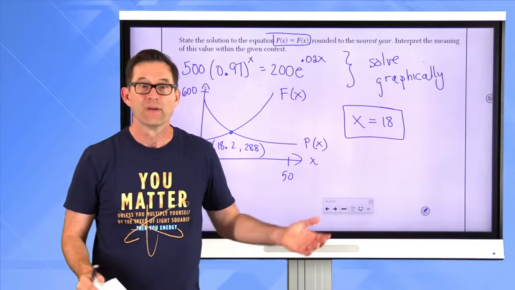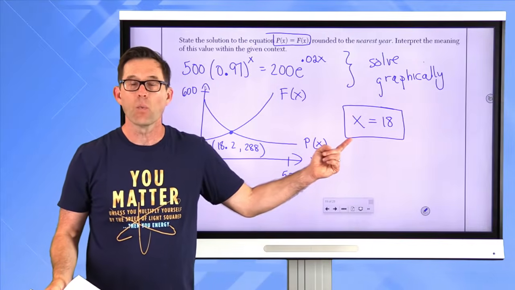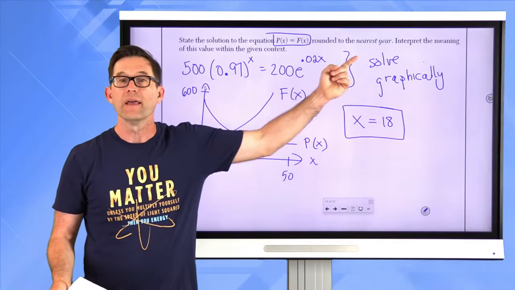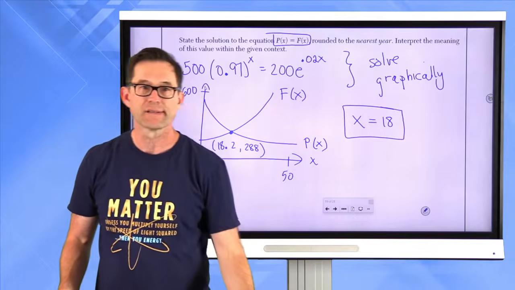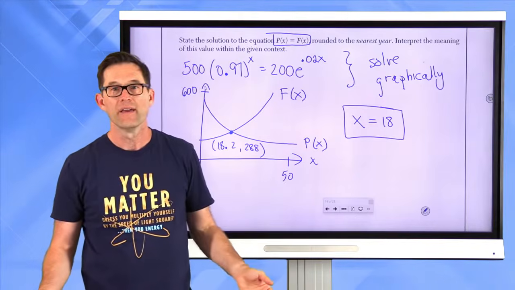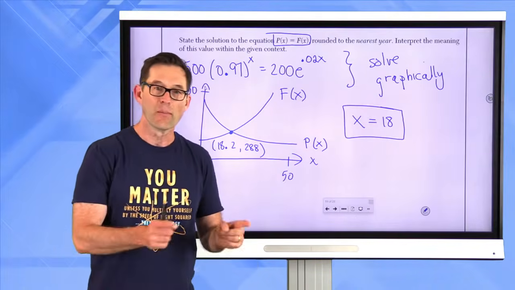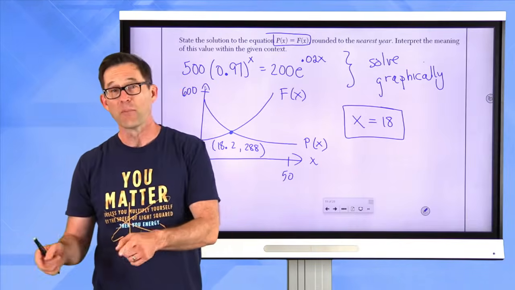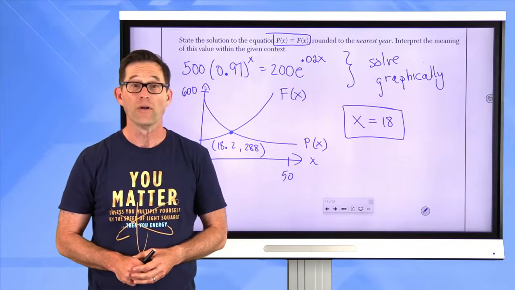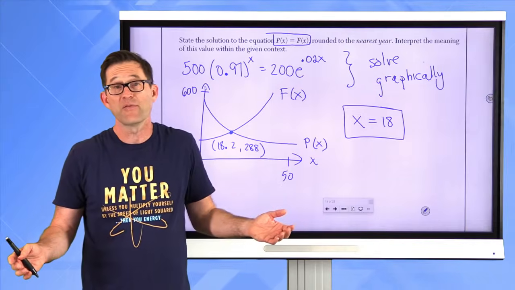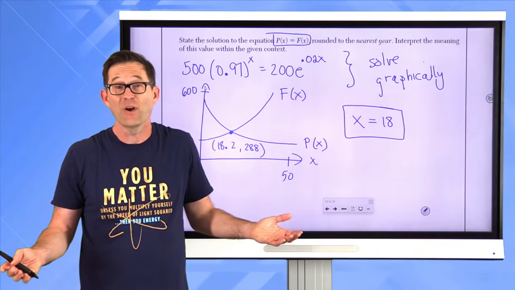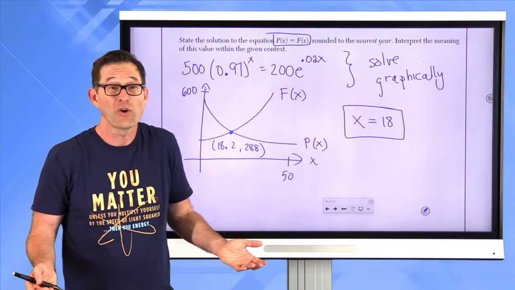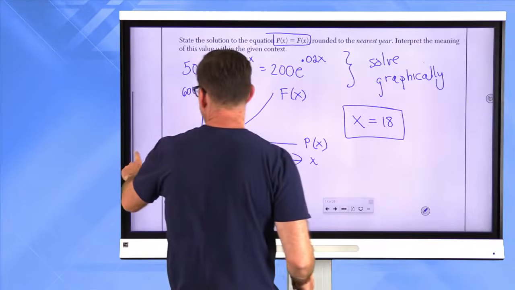Now, 4-point problem. This is 1 out of the 4, right? Interpret the meaning. Well, let's put it bluntly, right? In 18 years, the number of flamingos and the number of palm trees will be equal. I don't know why that's important. Maybe flamingos live in palm trees. I don't know. I'm from New York. There are no flamingos or palm trees here, except in zoos.